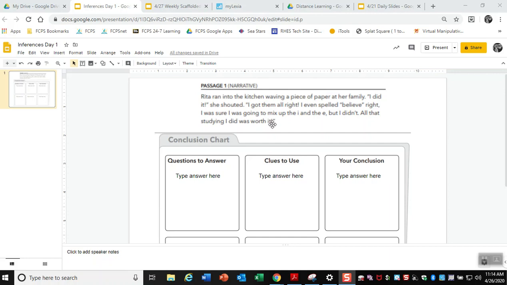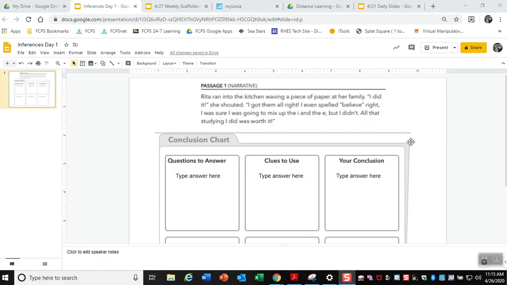It says, Rita ran into the kitchen, waving a piece of paper to her family. I did it, she shouted. I got them all right. I even spelled believe right. I was sure I was going to mix up the I and the E, but I didn't. All that studying I did was worth it.